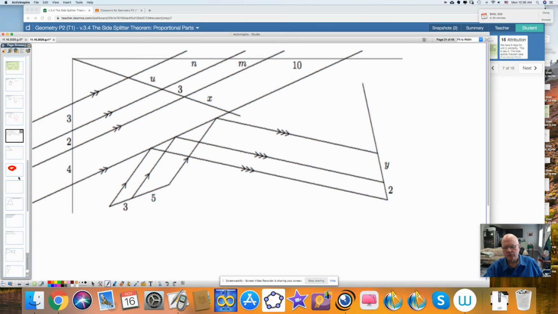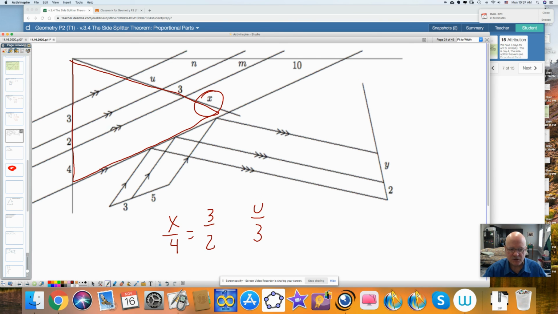Then we come to this fellow. Now notice, if I'm looking at a triangle, say this one, I'm not going to look at the numbers on this line. I'm going to look at the numbers along this line and along this line. And if I want to find X, it matches up with the 4. X is to 4 as, here's two numbers, 3 is to 2. If I used U is to 3, that would not be giving me 3. If I did 3 is to 10, I'm not comparing apples to apples or oranges to oranges. U is to 3 as 3 is to 2.